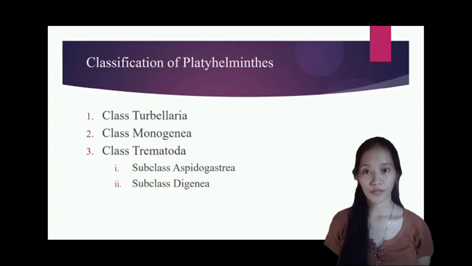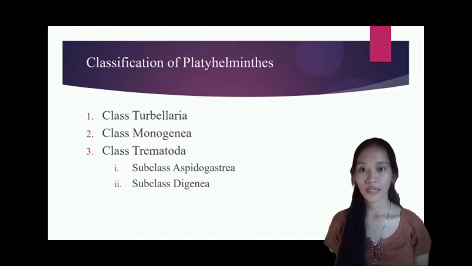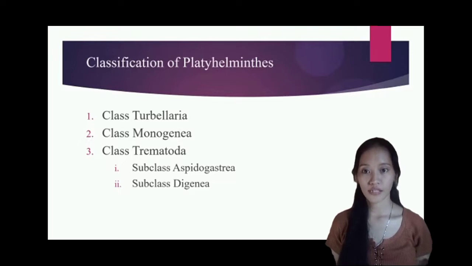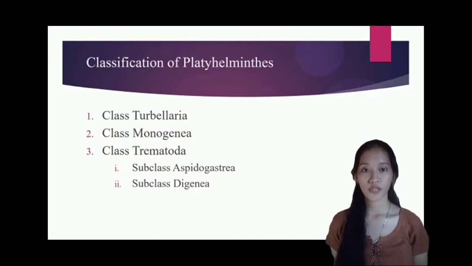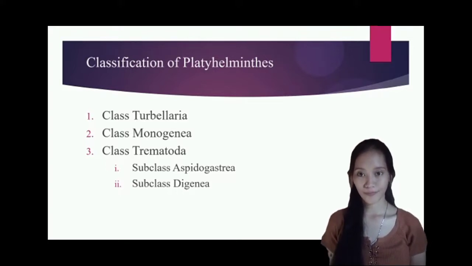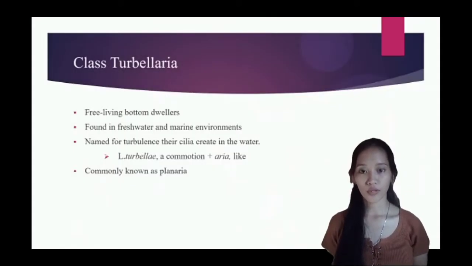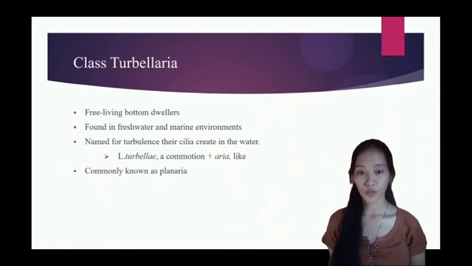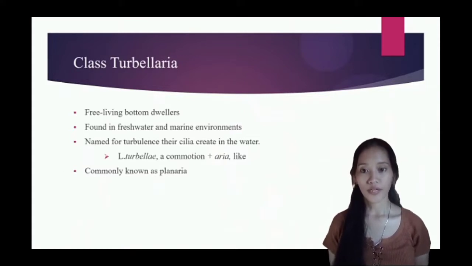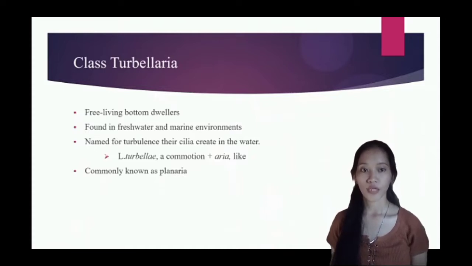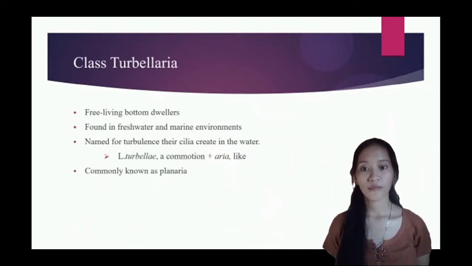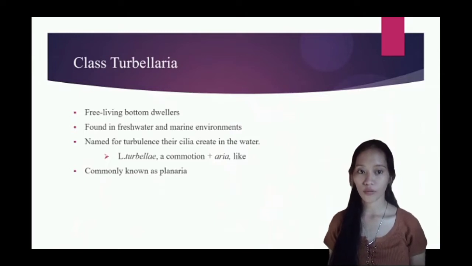Classification of platyhelminths. Class Turbellaria, Class Monogenea, and Class Trematoda, divided into two subclasses, which are subclass Aspidogastrea and subclass Digenea. Class Turbellaria are free-living bottom dwellers found in freshwater and marine environments, named for the turbulence their cilia create in the water. Planaria means plus area, like commonly known as planaria.